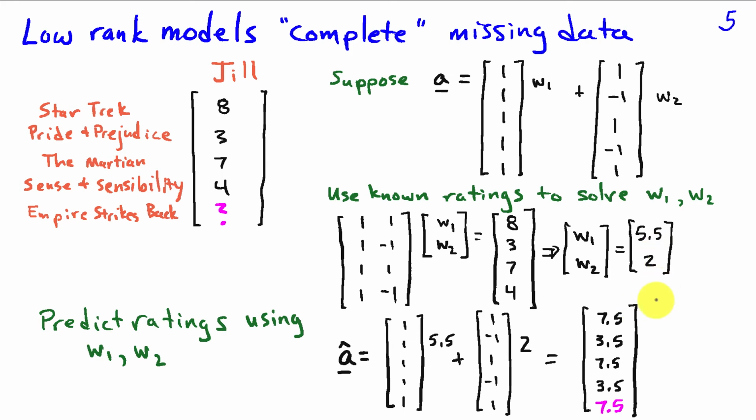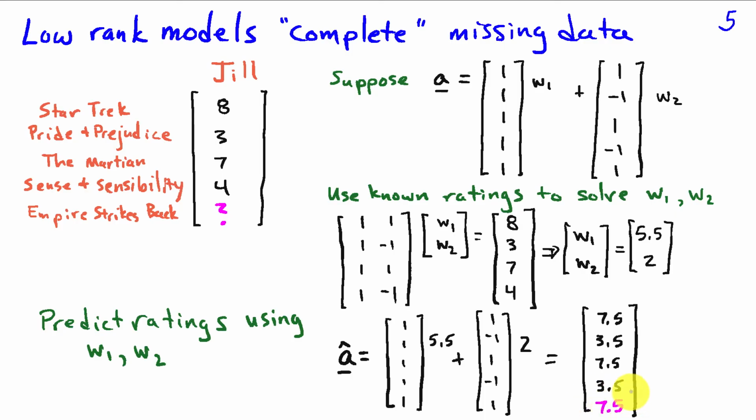Well, once we have W1 and W2, we can then predict the ratings, and we'll call that A hat, using W1 and W2 and these low-rank bases, T1 and T2, for this 5-dimensional space representing ratings. We find that we predict Jill's ratings to be 7.5, 3.5, 7.5, 3.5, and 7.5. Thus, we would predict that Jill's probably going to like the science fiction movie The Empire Strikes Back.